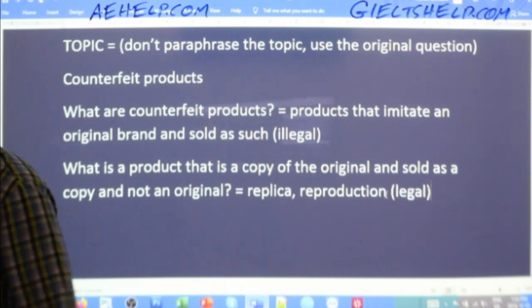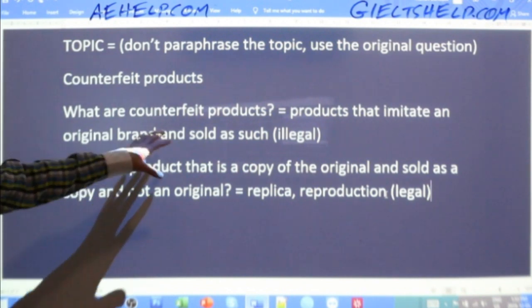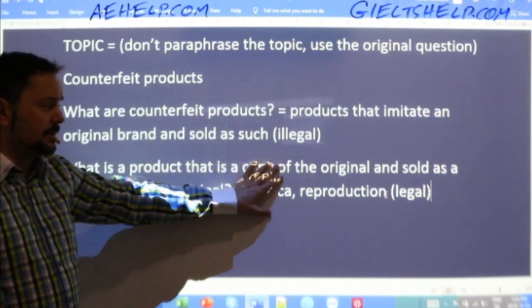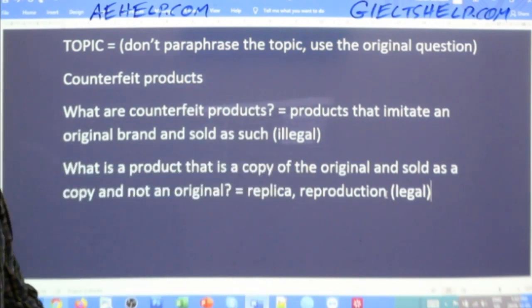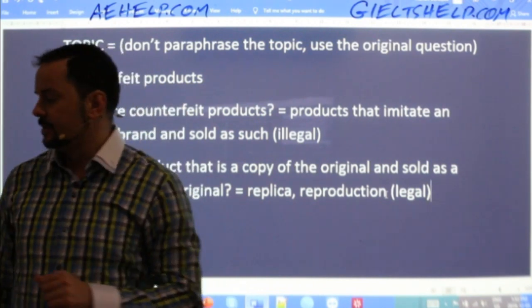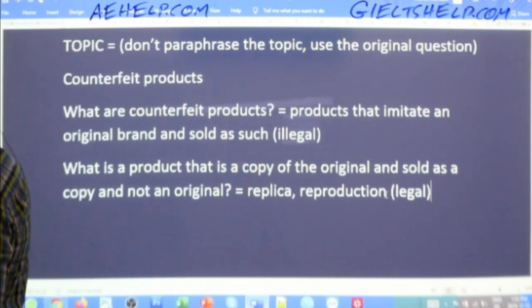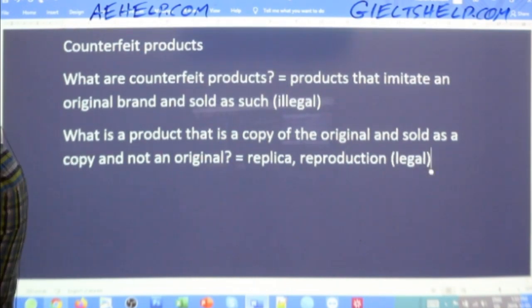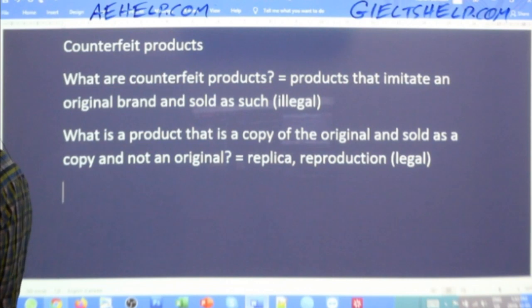Okay? So if a student writes an essay that starts to go off on these replicas or reproductions, you'll start to lose band scores because you're off topic. So you have to make sure you're focusing on counterfeit. Okay, so what are counterfeit products? They're products that imitate the original and are sold as such, so sold as if they were the original. Why do they exist? That's the next question.